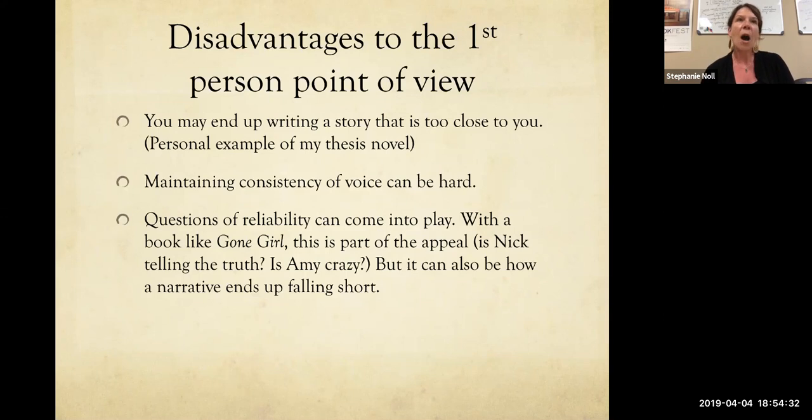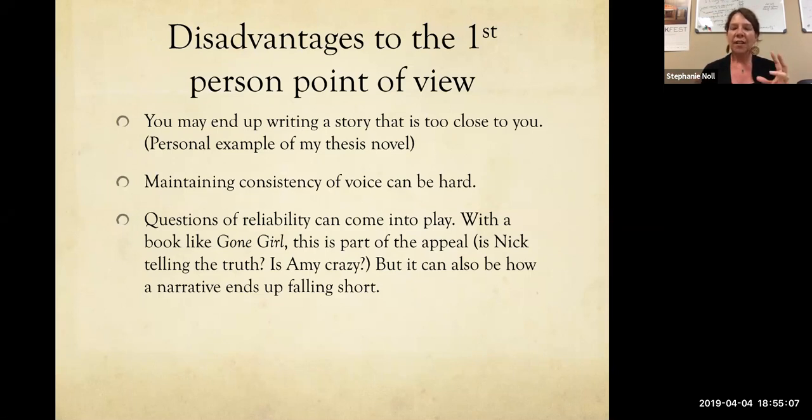Would she really say that? How would she or he say it? Would they say it like that? And then also questions of reliability can come into play. So with a book like Gone Girl, we're going to talk about that. It's a first person narrative, a dual POV with two characters. And it's part of the appeal of that book, I think, because if you're familiar with the book, which is so much, in my mind, a lot better than the film, that's often true, not always, but often.